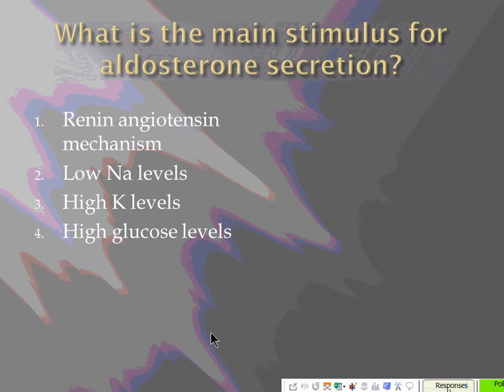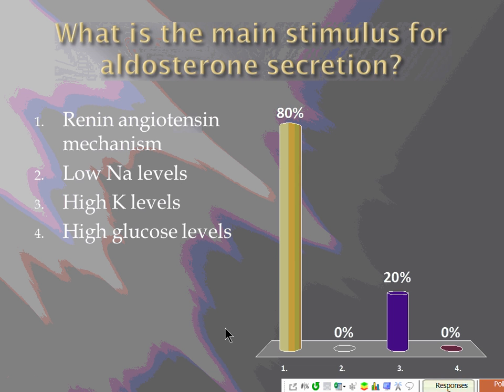Here again a quick review. I've got two choices here, unfortunately, but I'm talking about the main and the first stimulus. The first stimulus is the renin-angiotensin mechanism. That's the first one. And then there are high potassium levels in the extracellular fluid or low sodium levels in the extracellular fluid.